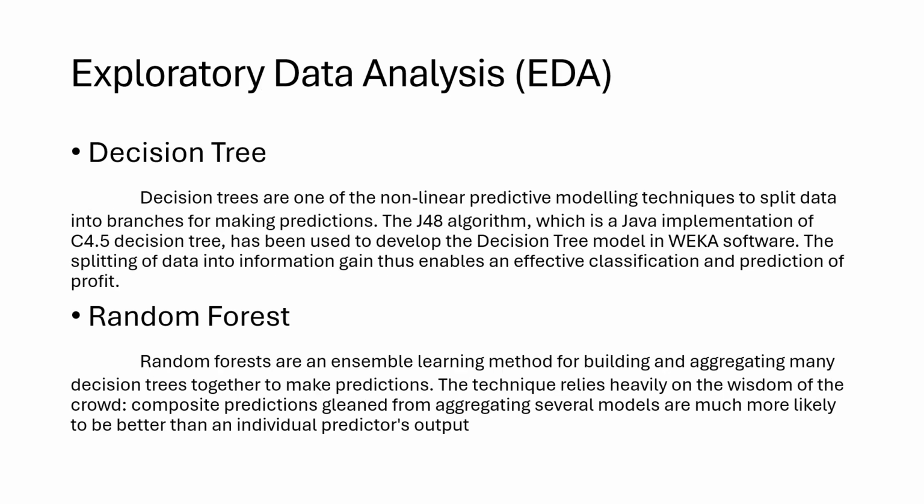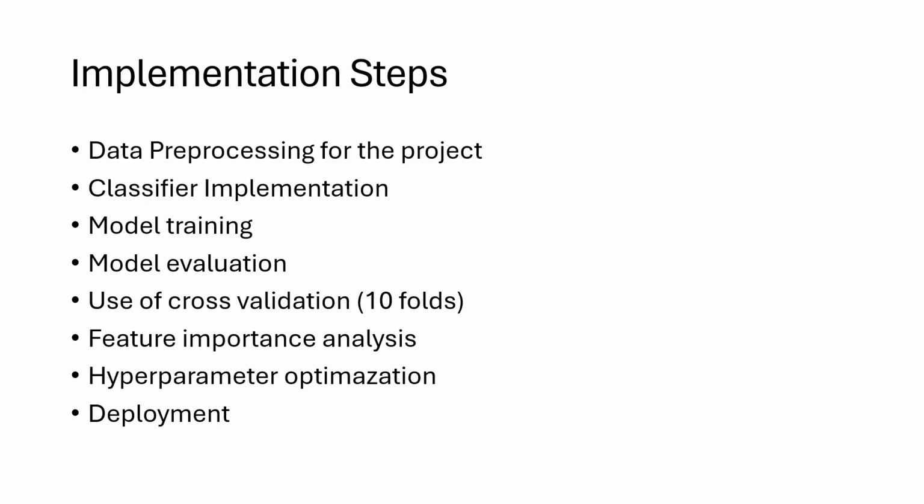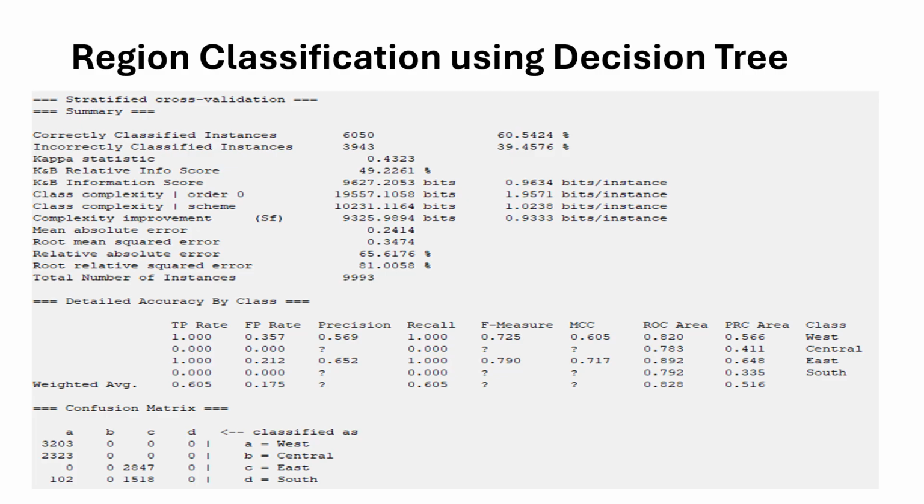EDA process. So the first classifier is decision tree. Decision trees are one of the non-linear predictive modeling techniques that split data into branches for making predictions. The second is random forest. Random forests are an ensemble learning method for building and aggregating many decision trees together to make predictions. The implementation steps: these are the steps which will be used to implement these models.